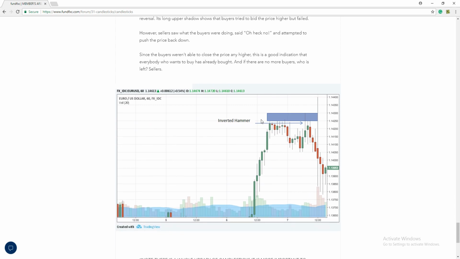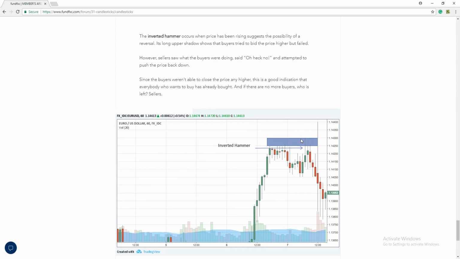Now, it must be a resistance area for an inverted hammer, or what we call a supply area as well. Remember, a supply area is just a resistance area, and a demand area is just an area of support. It's the same thing, just different names for basically the same thing. One's more of an economic terminology, and the other is more of an actual technical analysis tool. But it does exactly the same thing.